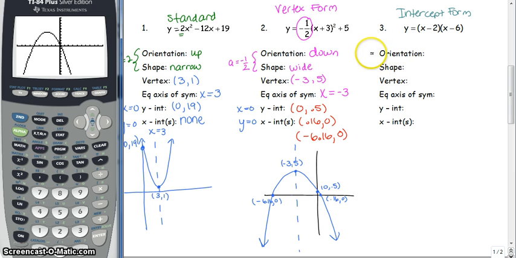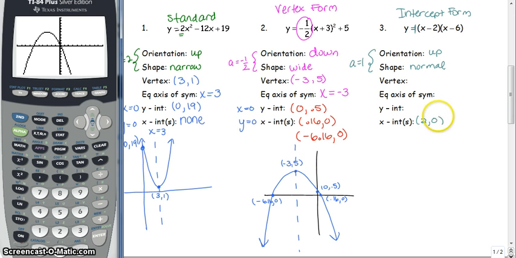Our shape and orientation are still based on our a value. Since there's no number out front being multiplied, this a value is 1. Therefore, our orientation is positive, so it's going to go up. Our shape is normal. We don't know the vertex. The only thing that we do know from this equation is our x-intercepts. So our x-intercept is the opposite of what we see.